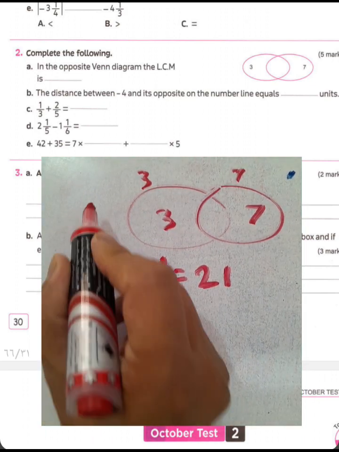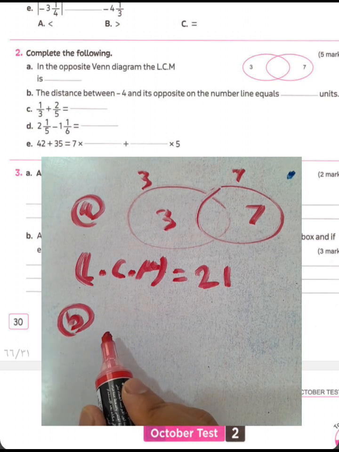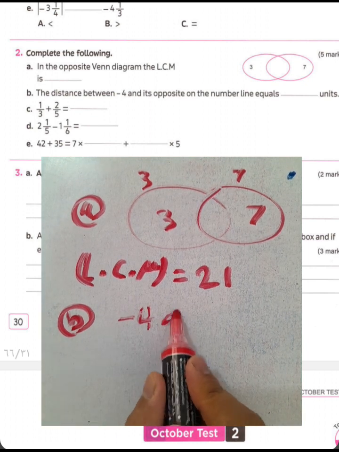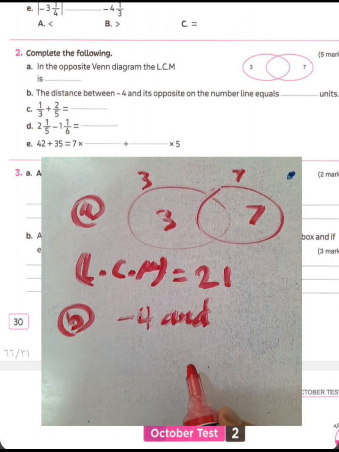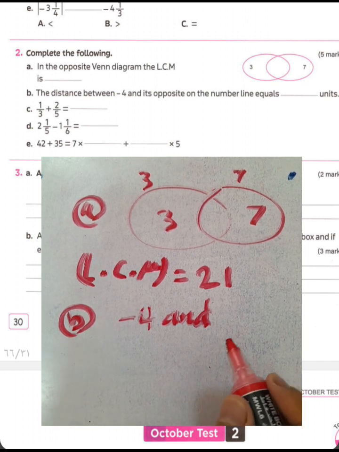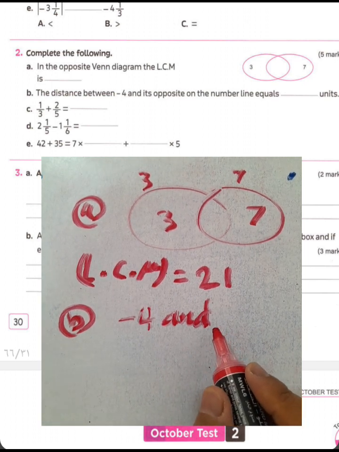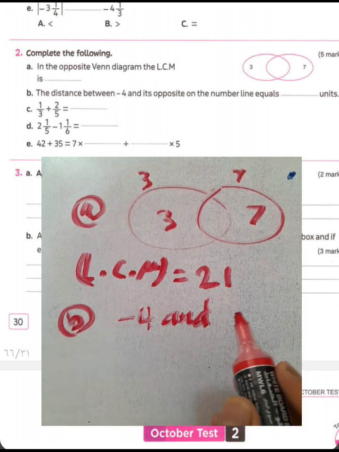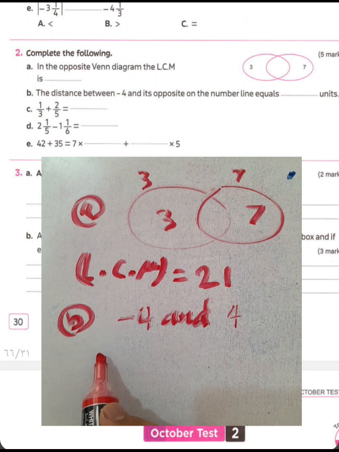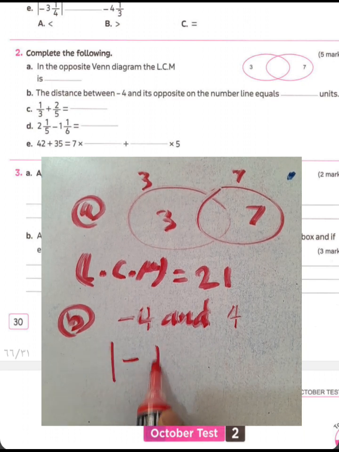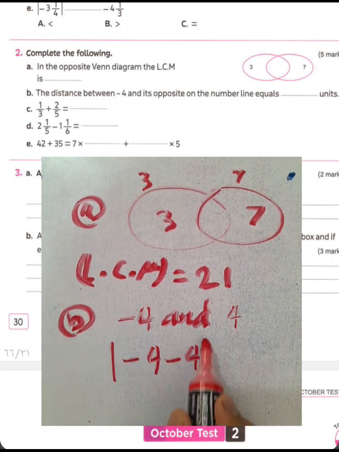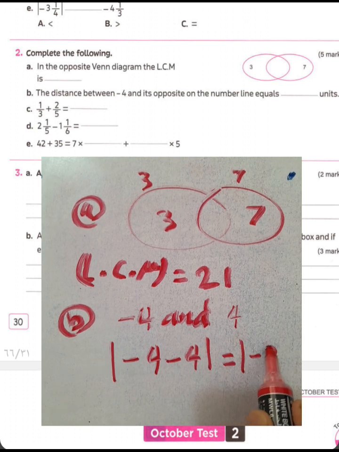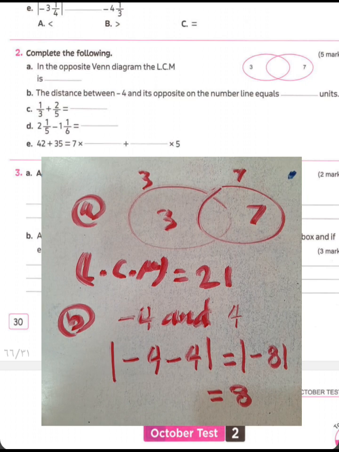Question letter B: the distance between negative 4 and its opposite on the number line equals what? You want to find the distance between negative 4 and its inverse, or opposite, which is 4. Then the distance is the absolute value of negative 4 minus 4. It is the absolute value of negative 8. The result here equals 8. It's the distance between the two numbers.